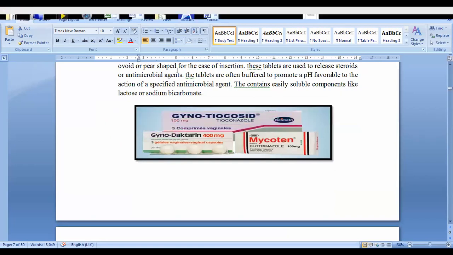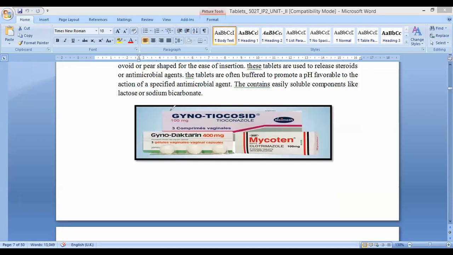Examples of vaginal tablets are Gynotrichoside, which contains the drug triconazole. Then we have clotrimazole, which is known by the brand name Mycotin. So these are the other types of tablets.